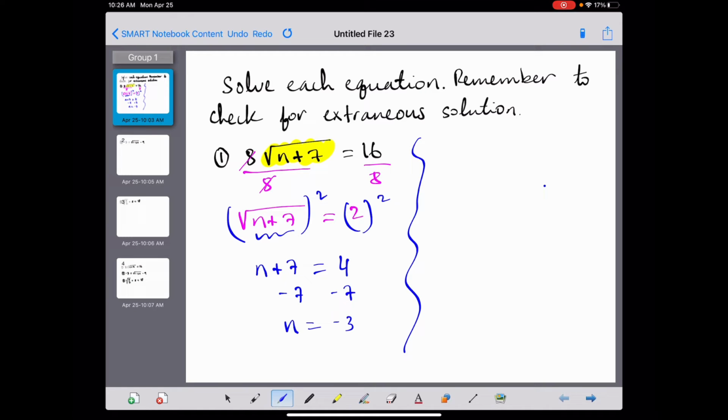After you get your answers, we're going to check them to make sure they're the correct answers and not the ones that we don't want. So that's what we're doing: we're checking for extraneous solutions, okay? We're going to plug -3 back into the original equation, which is 8 square root of n plus 7 equal to 16. We're checking to make sure the left equals the right. So we're going to plug -3 into here.